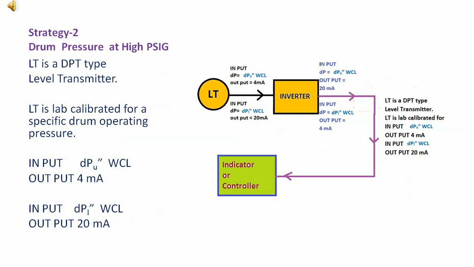LT is a DPT type level transmitter. LT is lab calibrated for a specific drum operating pressure. When input is DP subscript U inch water column level, output is 4 milliampere. When input is DP subscript L inch water column level, output is 20 milliampere.